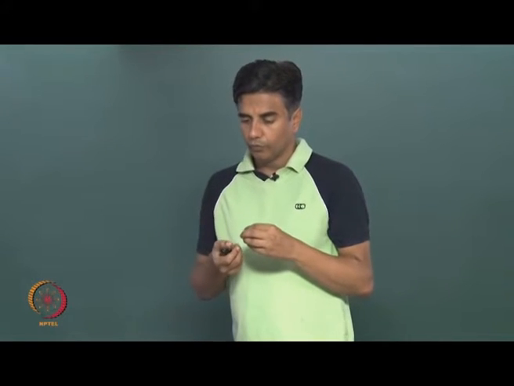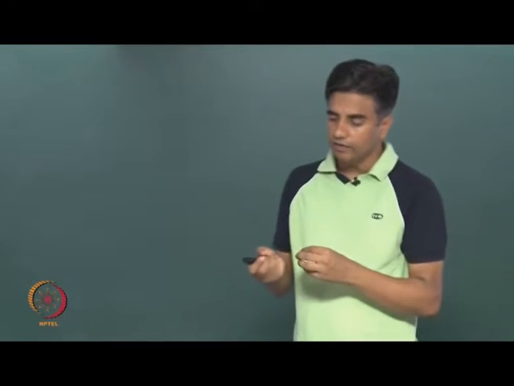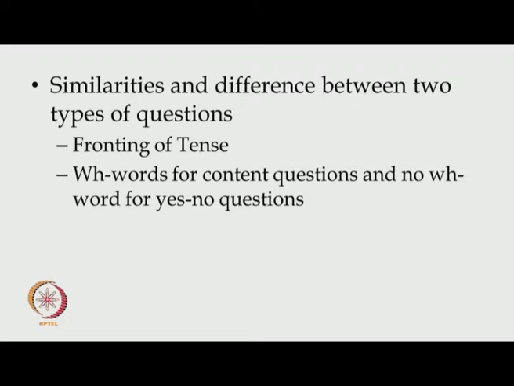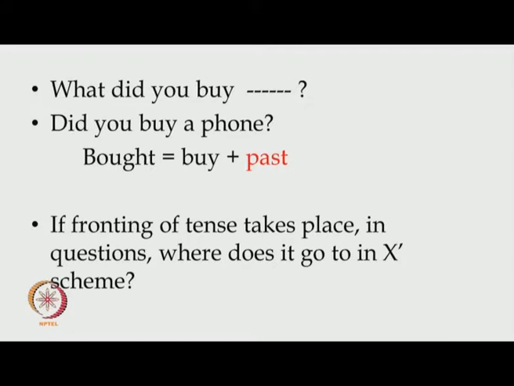Now, what is the meaning of fronting of tense in a theoretical sense? We started looking at this, and we say whether a sentence has present tense or past tense, okay? Whether the tense is visible in a sentence or not visible, okay? Do you understand these things, whether it's visible or not visible?